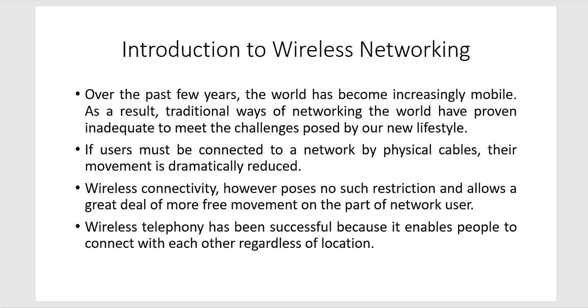In the traditional way, users must be connected to a network by physical cables. That is a must. Otherwise, we can't transfer data from one thing to another. As they are connected to a physical cable, their movement is dramatically reduced. That is the main constraint. Wireless connectivity, however, poses no such restriction and allows a great deal more free movement on the part of network users. That is the main advantage of wireless connectivity.